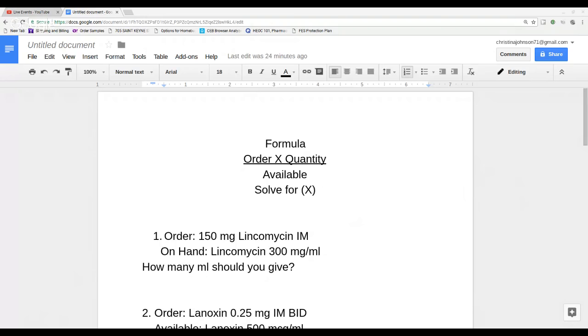So the formula should read 150 milligrams times 1 milliliter, because we are solving per milliliter, so that will be 1, over the available, which is 300 milligrams. So because we have milligrams on the bottom and top, we do not have to cancel out anything. So we're just going to go ahead and do the math. So 150 milligrams, or just the numbers, 150 times 1 equals 150 over the 300. So 150 divided by 300, it should be 0.5 milliliters, should come out to be your answer.